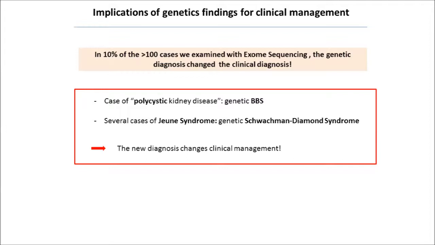So we had one case which we thought is polycystic kidney disease, because clinically the baby had this and nothing else, but genetically this was a case of BBS, which I think is important for the parents to know, because this means the disease course will be quite different. And we had several cases of Jeune syndrome who in fact have a completely different disease, absolutely unrelated. It's not ciliary, but it comes with the same skeleton phenotype. And this implicates a very different treatment for these patients. So sometimes I think it is important to find the correct diagnosis, because this really changes the treatment. And without genetics, we would have not made this diagnosis.